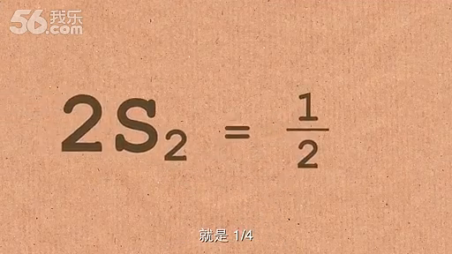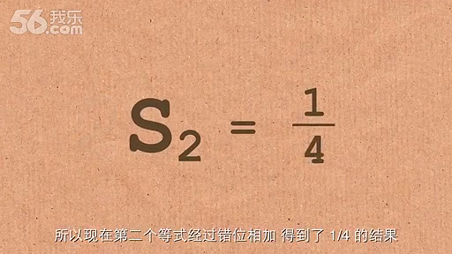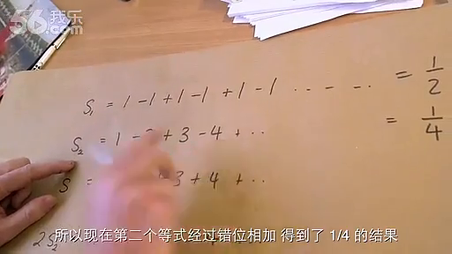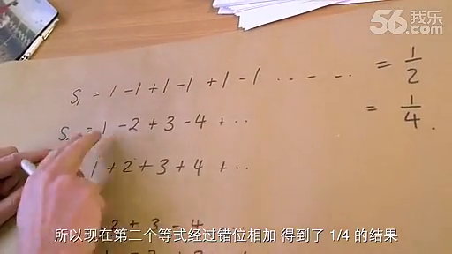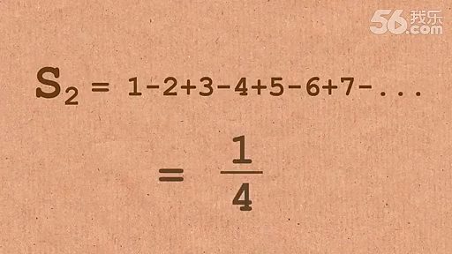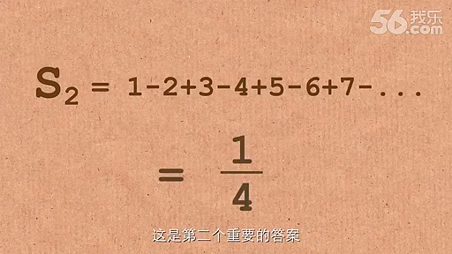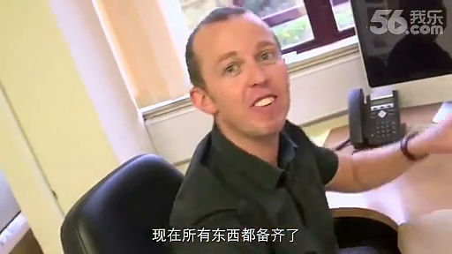Because I just divide through by this 2 and I get a quarter. So now I know that this sum, this second sum where the signs alternate, is actually equal to a quarter. So this is my second remarkable result. Now I have everything I need to prove this crazy minus a 12 thing, right? Okay, so let's do it.